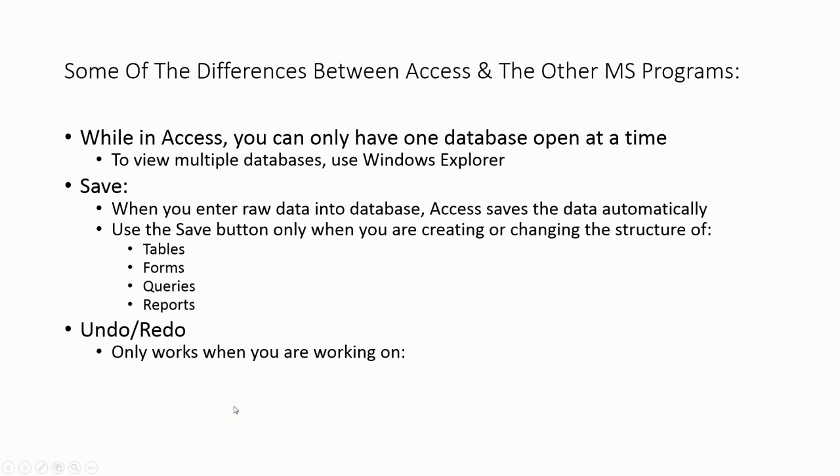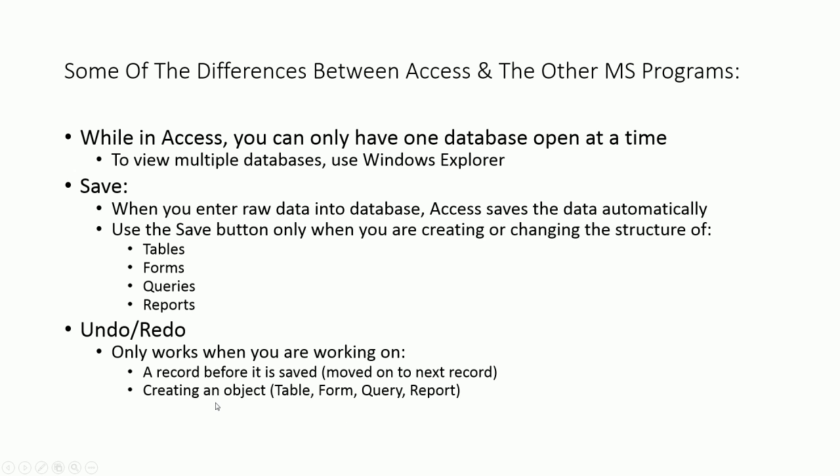And then finally, undo and redo. Undo only works when you're working on a record before it's saved, before you move on to the next record, or creating objects, of course. If you have many things you want to undo, undo will work the same when you're actually creating the object or creating or changing the structure of the object.